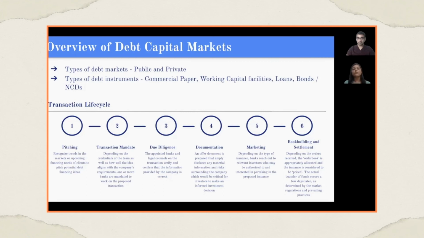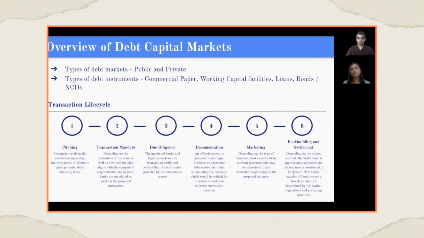One more type of bifurcation in terms of debt instruments is whether the security is publicly listed or private. So there are two so-called debt markets. One is the public markets, where, just as equity is traded on stock exchanges, debt instruments are also traded on the markets. So publicly listed bonds and NCDs are traded on a regular basis, and their quotes are also available if you want to look up their rates.